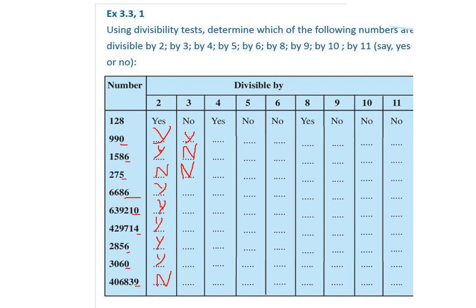6 3s are 18, and 18 and 8 gives 26. 26 is not divisible by 3. So we are going to write n here.